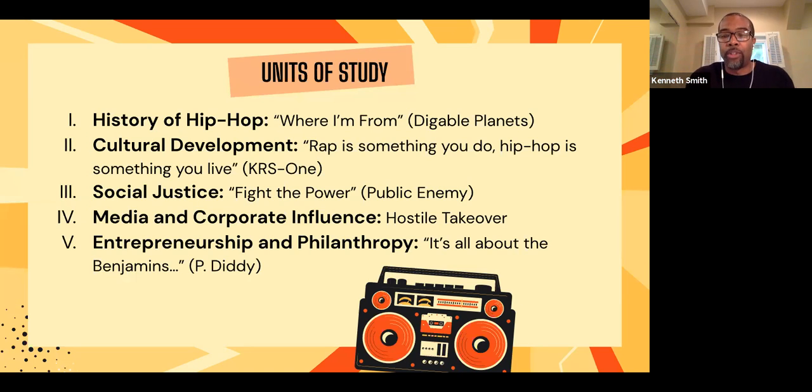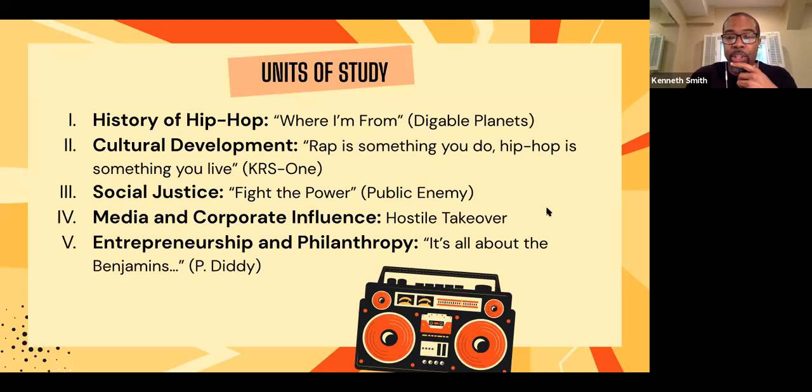All right, then we look at the cultural development of hip hop. This is unit 2, and we break down the 5 cultural elements. So we're looking at graffiti, breakdancing, MCing, and also knowledge of self, right, and DJing. So we're looking at these 5 foundational elements.